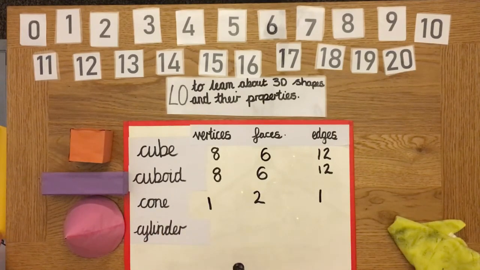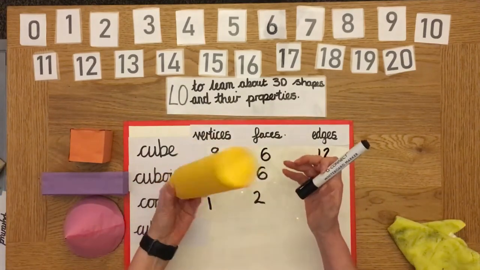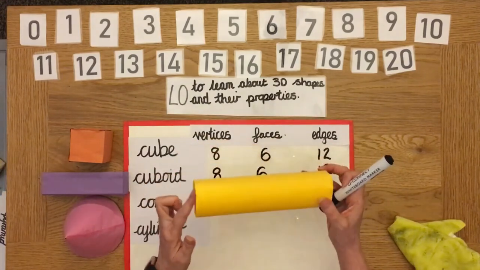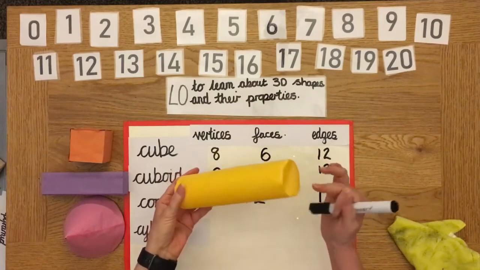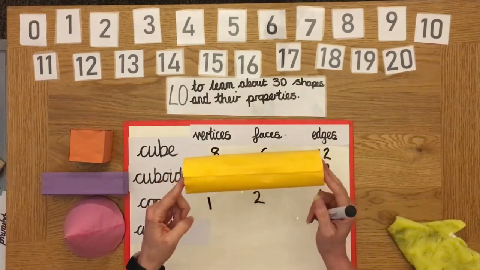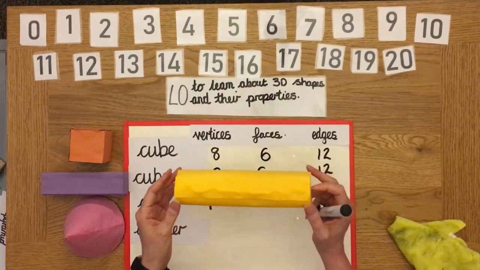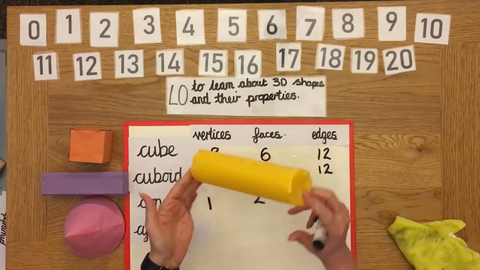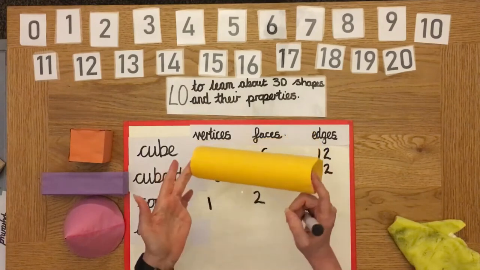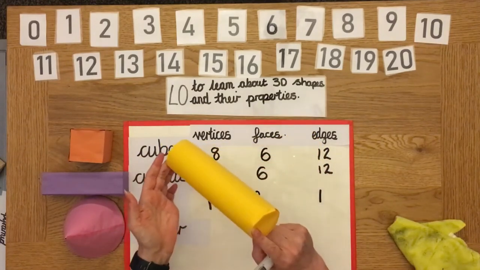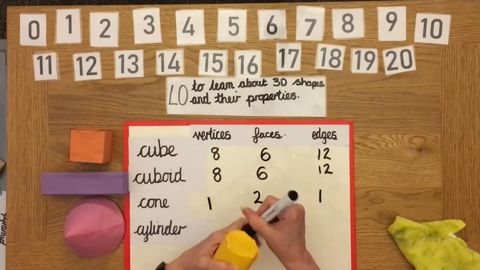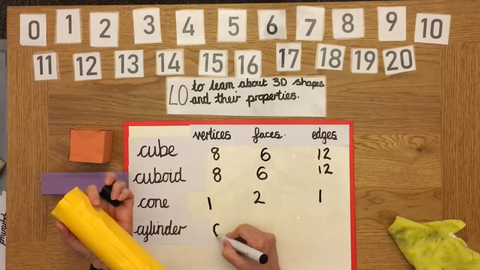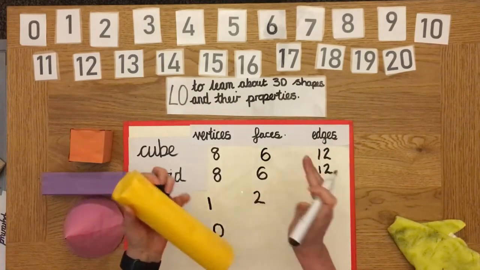This is our cylinder. Now we remembered from the last lesson, it's got 2 circles at the end. Okay, let's double check the vertices. Are there any corners on our cylinder? Nope, can't see any. So I'm going to put a 0, which means none. No vertices.